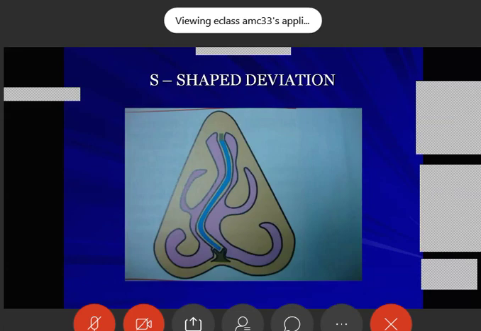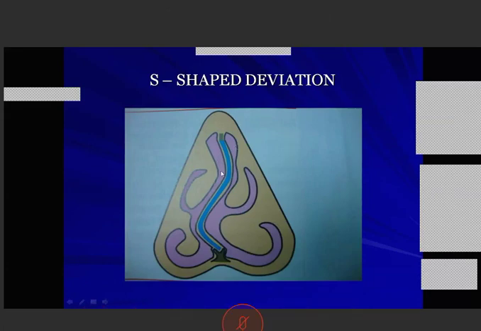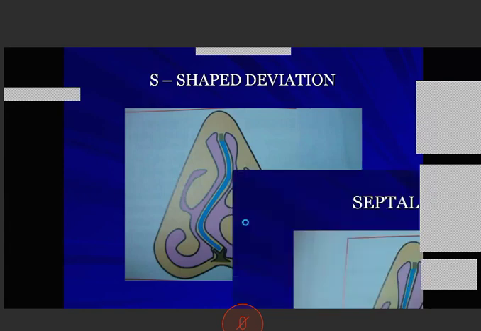See, there's an S-shaped deviation. You will have a concavity and a convexity on this side, and a concavity and convexity on the other side. So that is an S-shaped deviation.